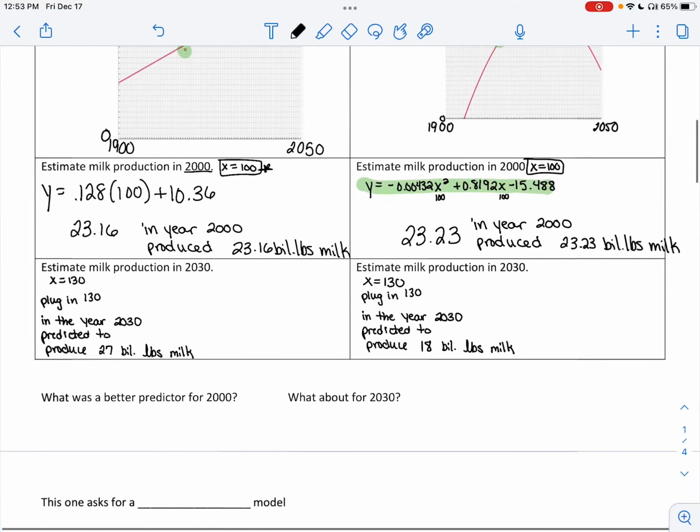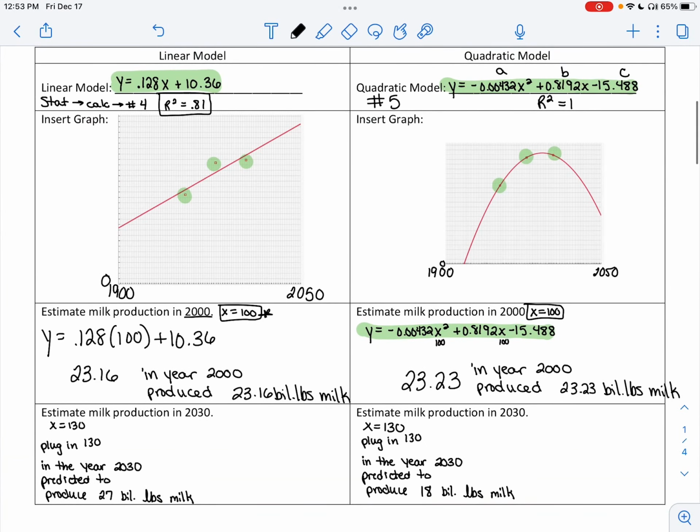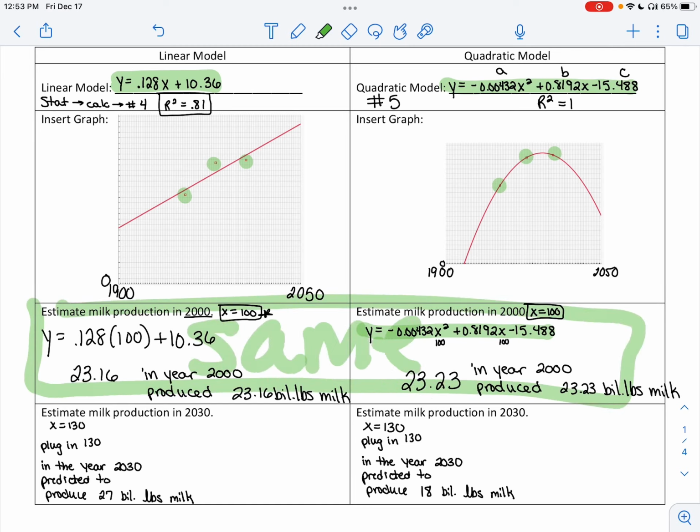Now it's time, guys, to discuss this. Which one do you think is a better estimate here? Because I would honestly say here in the year 2000, they're pretty much the same, right? Either one's pretty good. But down here, which one would you say is a better predictor? Would you say the linear model or the quadratic model? And maybe you're thinking, well, hey, the quadratic model is perfect, right? R squared was 1. That means it's a perfect fit.